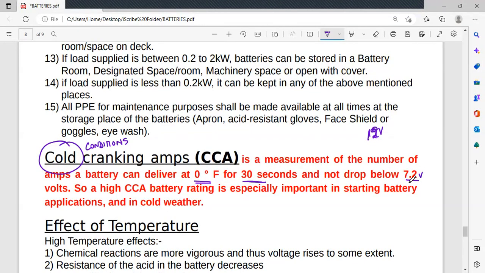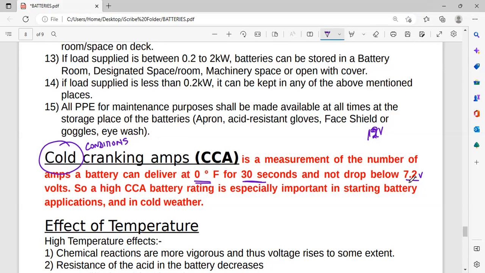So, a battery that has a high cold cranking ampere rating is very, very important. All your lifeboat batteries and your emergency generator batteries should have a higher cold cranking capacity, so that even in very adverse cold conditions, those batteries can start up the equipment they are supposed to start.